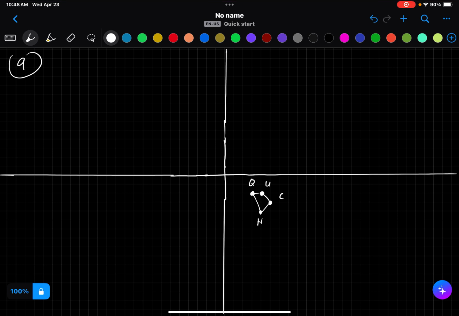All right, so this 4-sided object is going to be reflected across the x-axis. Now the x-axis is this one right here, the one in the middle, the one that goes left to right, right? So we're going to be reflecting across that.